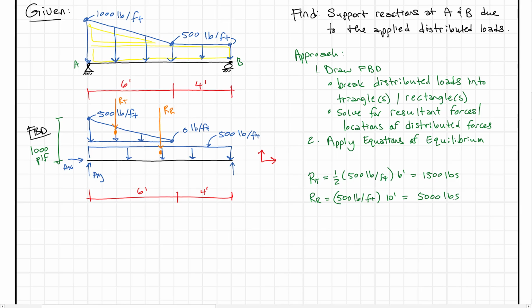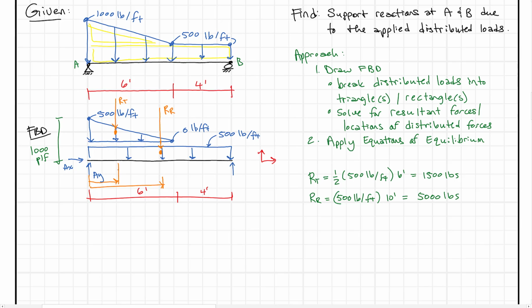Okay, the other thing I like to do here is know, well, where is that in relationship to where I'm going to sum my moments? So in this case, I know I'm going to sum my moments about point A, so I have one distance to my triangular load. I also have a distance over here to my rectangular load. And what are those distances?